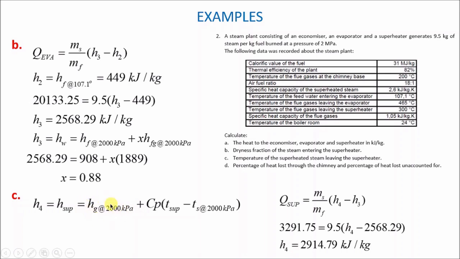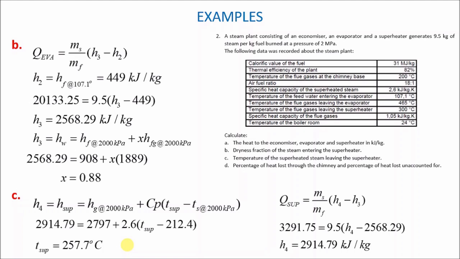Once we have H4, we can plug it into this equation and read all the other values from the table, and Cp is given to us in the question as 2.6 kilojoules per kg Kelvin, so we can solve for T sup. Solving for T sup, this is exactly what you get. T sup will be equal to 257.7 degrees Celsius. Really, really important to know how to do these things.